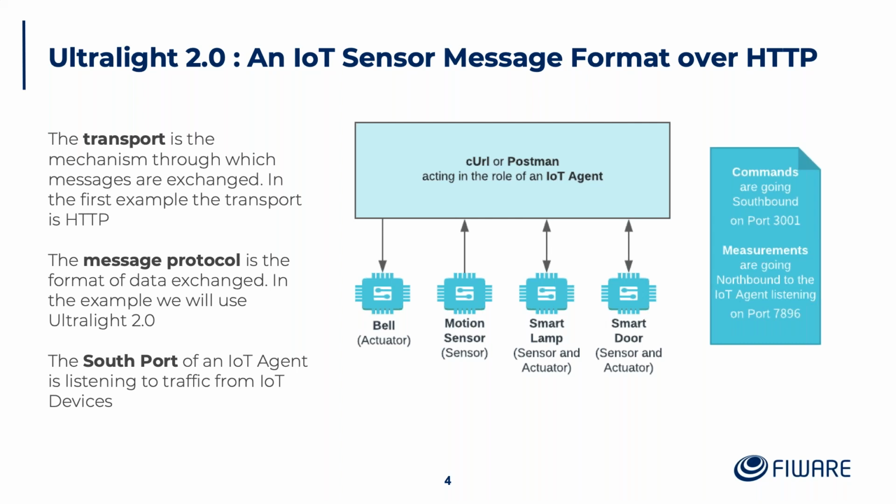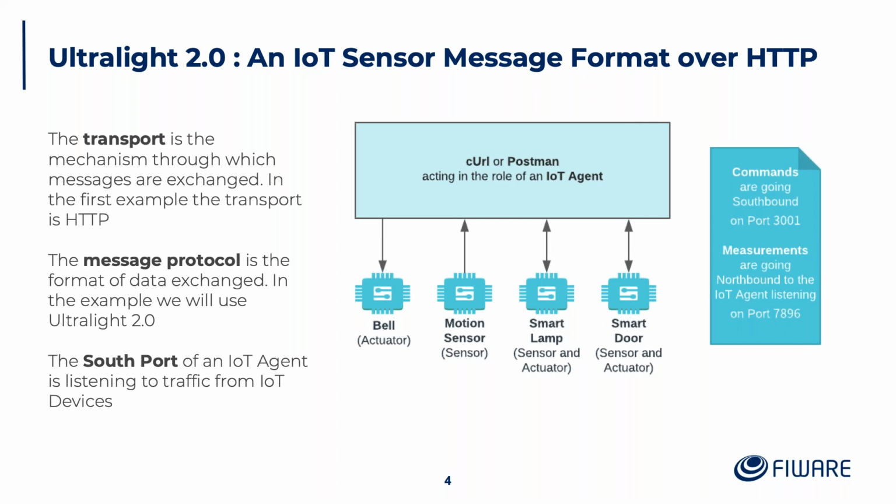Now, for the HTTP transport, the IoT agent will be listening on an endpoint for device traffic. This is data coming from the bottom of the stack, and therefore this is known as the south port of the IoT agent.